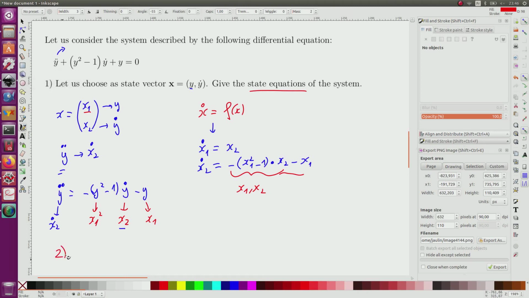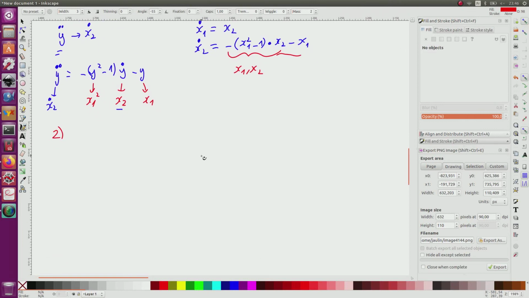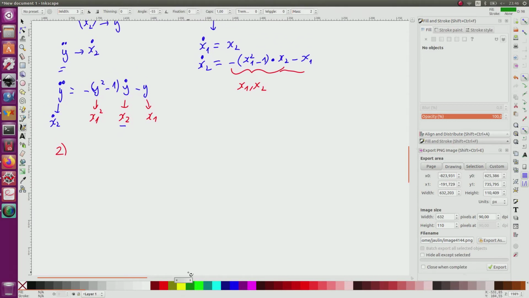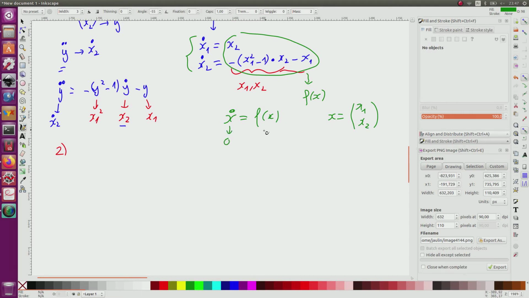So the second question. I will consider this equation, and this corresponds to the evolution function, which is f of x. Recall that I have x dot equal f of x, where x equal x1, x2. Okay. So now, to find the equilibrium point, I should have x dot equals 0. So it means that I should solve f of x equals 0. It is what I will do now. I will solve f of x equals 0 to find the equilibrium point.